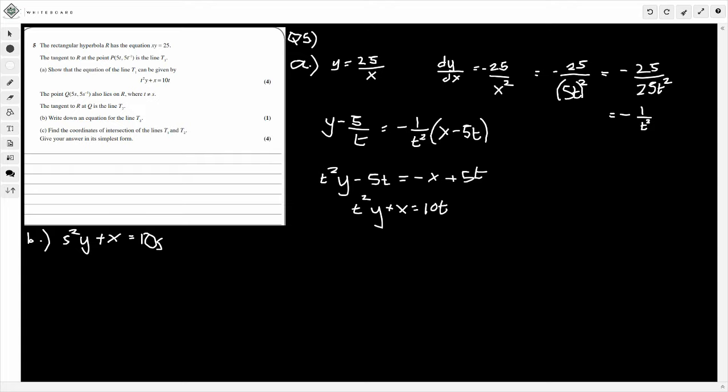We can just replace the t's with the s's. And that's part B done. And then finally, for part C, what have we got here? So we have to find the coordinates of intersection.